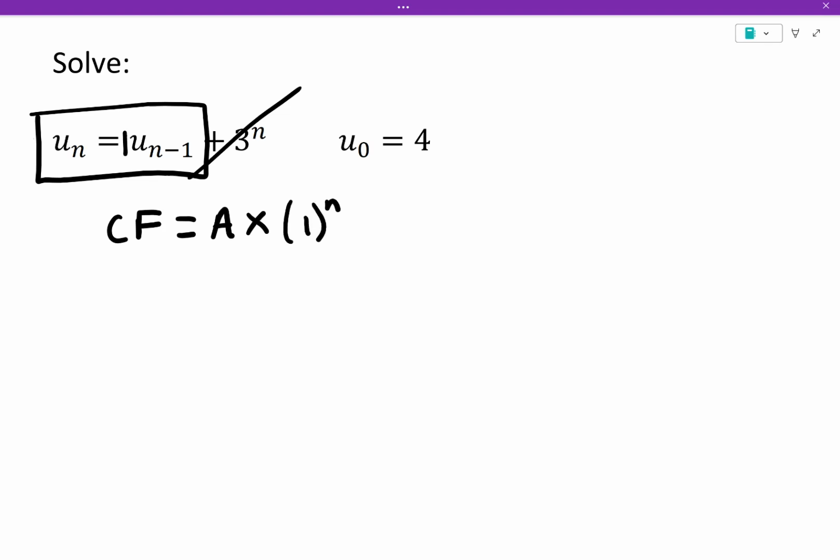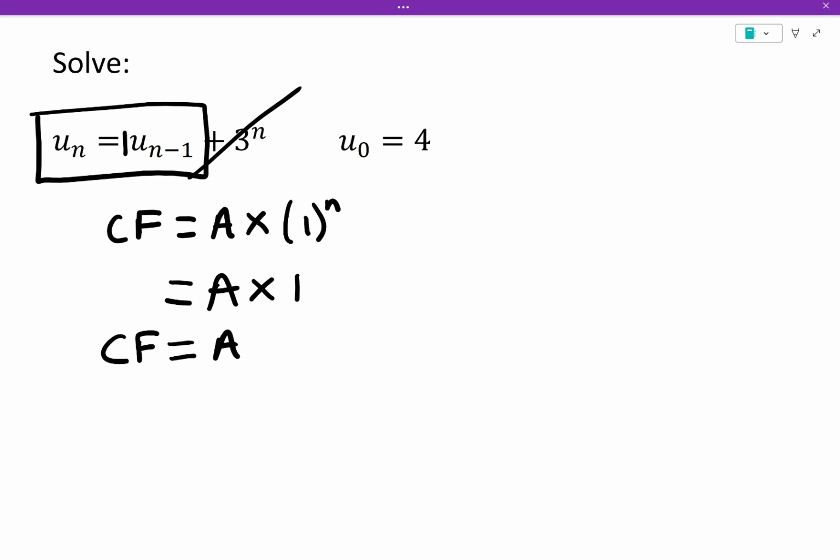Now this is a little bit different to what we've encountered before, because 1 to the power of anything is just 1. So I don't need to write 1 to the power of n. I could write that as just 1. And if we have A times 1, that's just equal to A. So our complementary function is just equal to some constant A that we'll have to determine later on.